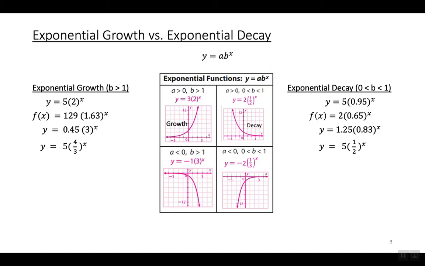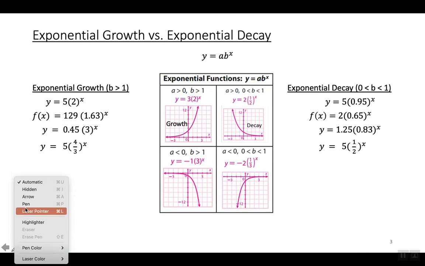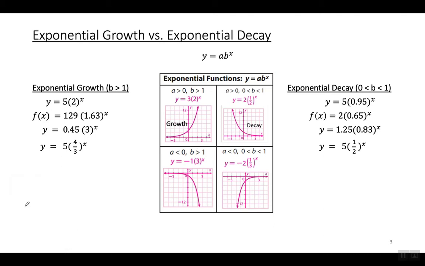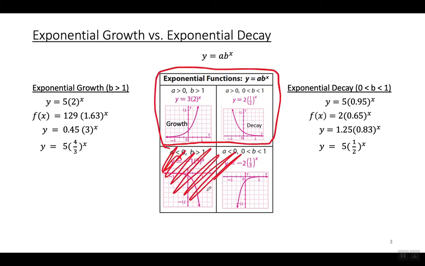First of all, exponential functions are usually written in this form: y equals a b to the x power. Now on this test, you have a lot of word problems regarding exponential growth and decay. We're basically just talking about these examples on the top. Ignore the bottom.